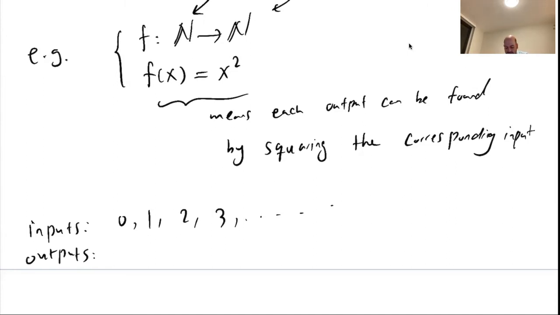So the outputs, now how do we find the outputs? f of x is x squared. So each output can be found by squaring the input. The first input is 0, so the first output will be 0 squared, which is 0. The second input is 1, so the second output is 1 squared, which is 1. The third input is 2, the third output will be 2 squared, which is 4. And then 9, and so on.